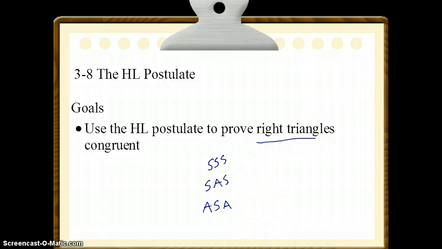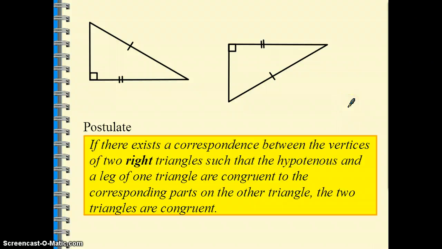The postulate states: if there exists a correspondence between the vertices of two right triangles such that the hypotenuse and a leg of one triangle are congruent to the corresponding parts of the other triangle, the triangles are congruent. So what that means is we have two right triangles. We first have to know that this is a right triangle and this is a right triangle, whether we state it by saying we have a right angle, or we're told these two triangles are right triangles.